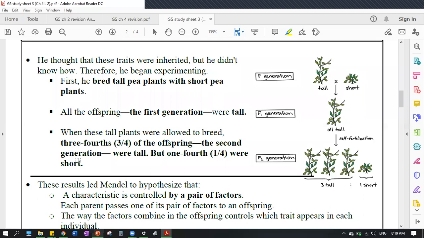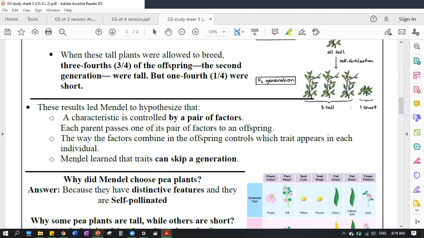Now he knew that some traits can skip a generation. The short trait was actually in the grandparents, if we call them grandparents, but they are actually called the parent generation. If we call them the grandparent generation, which was a tall and a short, this is the only generation he found short traits in. He didn't see them in the first generation, but the trait of shortness actually appeared in the second generation. And from this point, he understands three things.